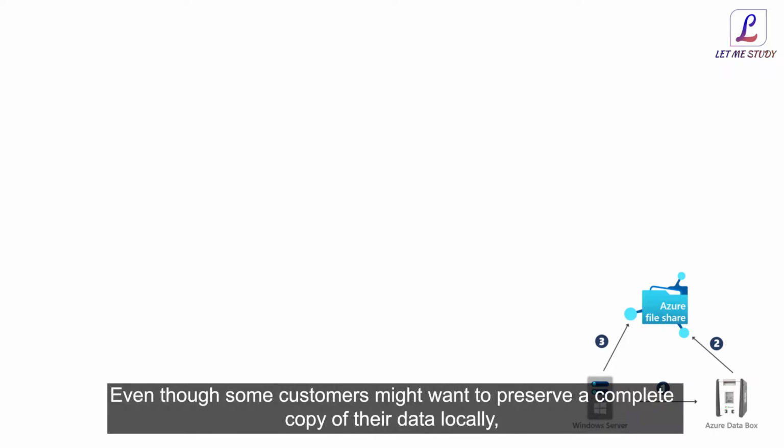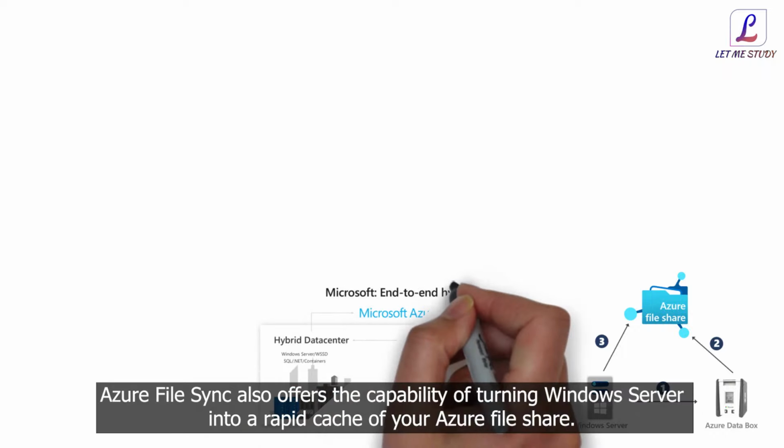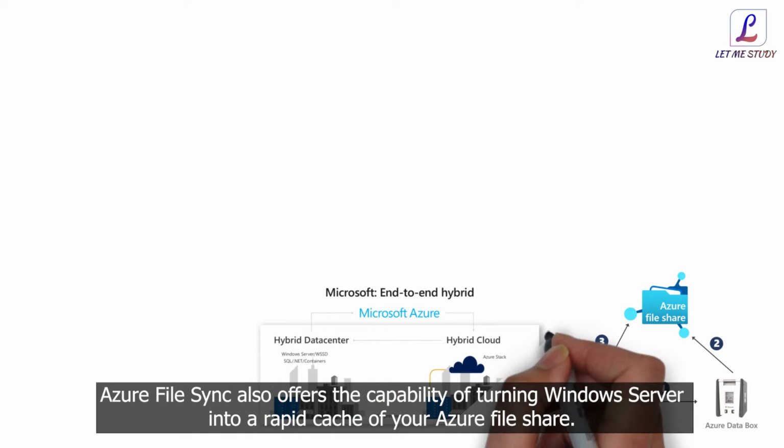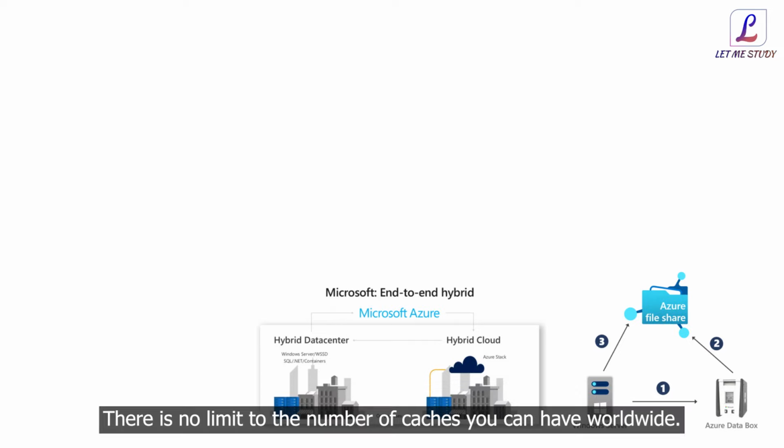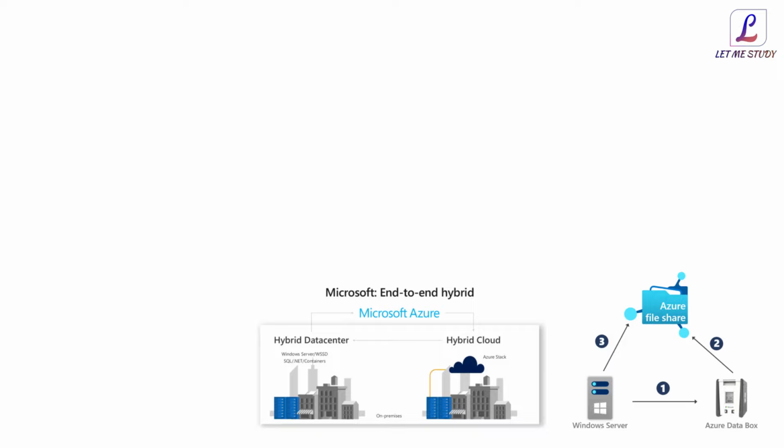Even though some customers might want to preserve a complete copy of their data locally, Azure File Sync also offers the compatibility of turning Windows Server into a rapid cache of your Azure file share. To access your data locally, you can use any Windows Server compatible protocol, including SMB, NFS, and FTPS. There is no limit to the number of caches you can have worldwide.